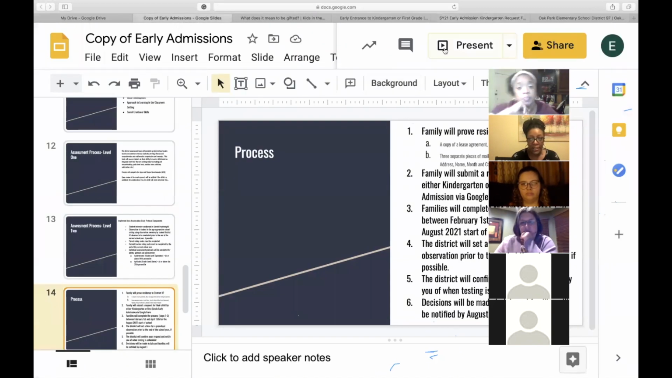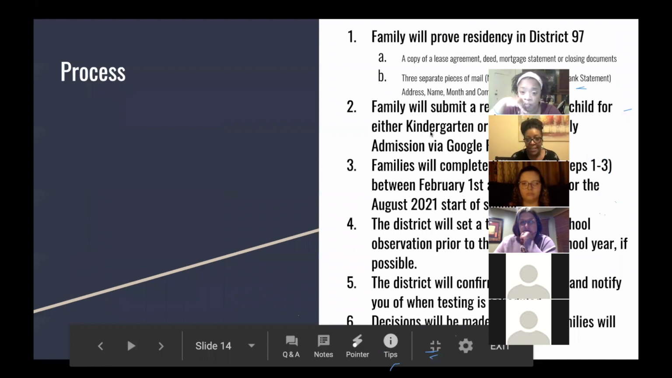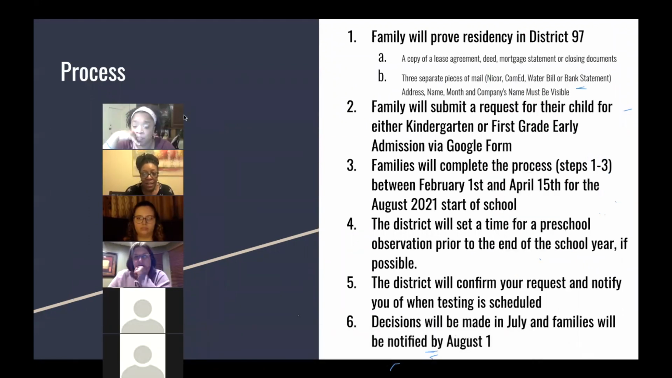And then we would work to make sure that we are verifying residency. And what we're asking is that those steps be completed between February 1st and April 15th for August 2021 for the start of the school year. So we will open up those Google Forms, and I'll show you exactly where they are in a moment, on February 1st. And we will accept them through the 15th. That's how we know that we're going to start that level 1 process. We'll ask for residency, and then we'll go from there.